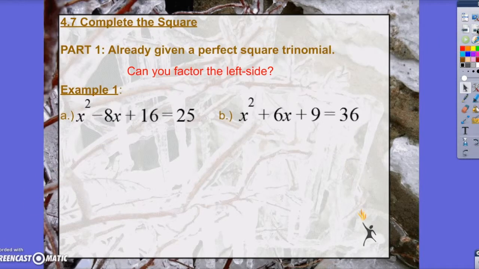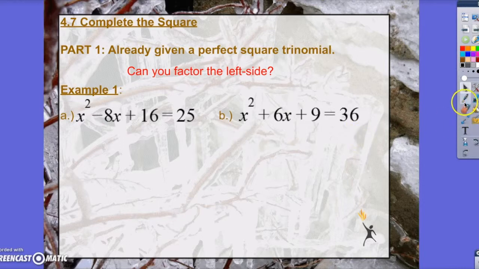Today we're going to take a look at lesson 4.7 called Complete the Square. So we're going to do a combination of factoring with perfect square trinomials and solving algebraically. So let's take a look at part one. Part one says, already given a perfect square trinomial. So I ask you the question, can you factor the left side?